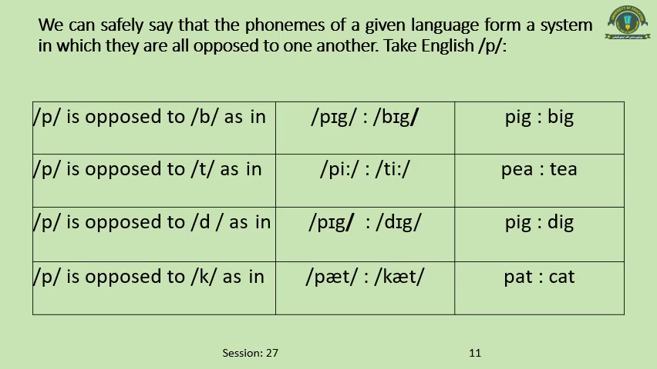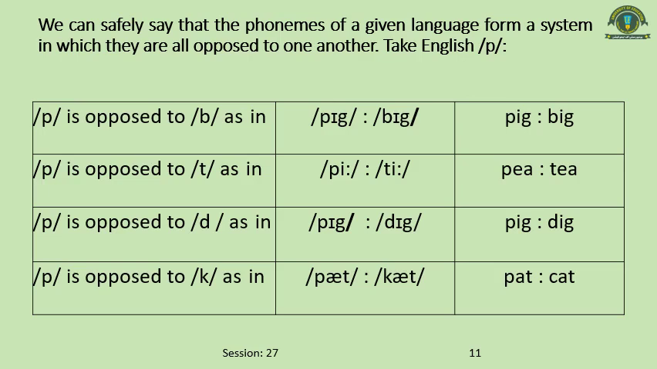Then p is opposed to t as in pea and tea. Look at the spelling: P-E-A and T-E-A. So E-A is producing the E sound in both the words. But the difference is p and t.